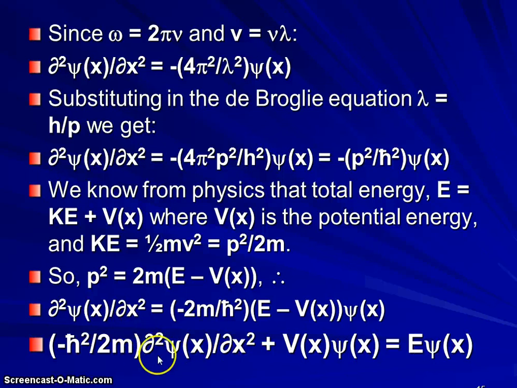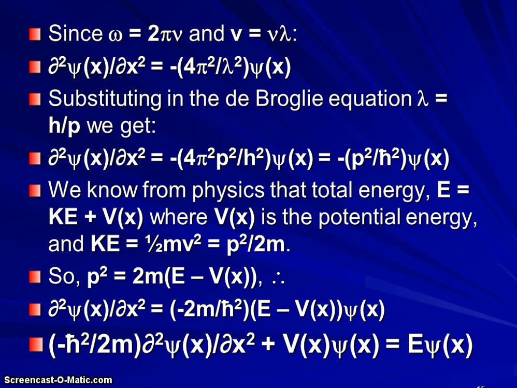So look at what we do. We take a wave function and we do all these things to it. We take the second derivative of it, we multiply it by negative h bar squared over 2m, and then we add that to the potential energy function times the wave function, and we get some number times the wave function, and that number is the energy of the system. And this is the mathematics that was worked out by Erwin Schrodinger back in the 1920s.